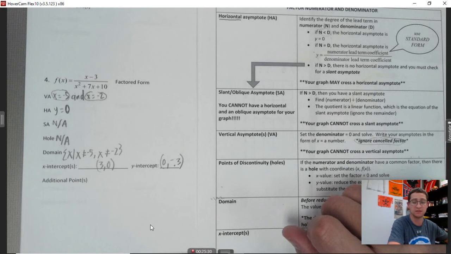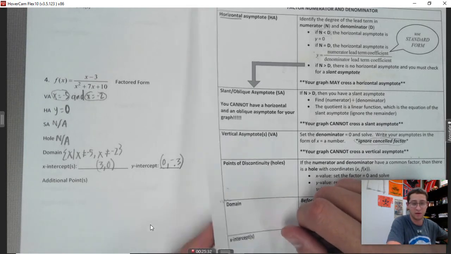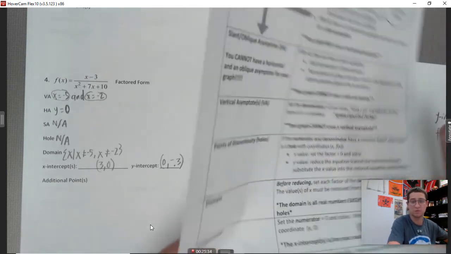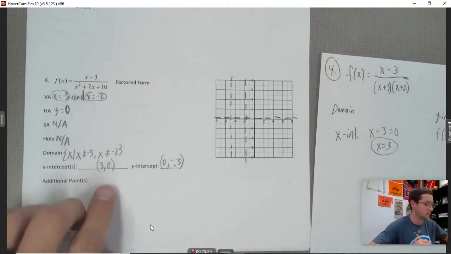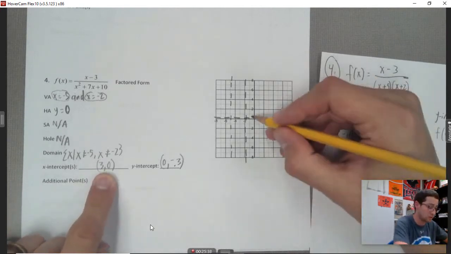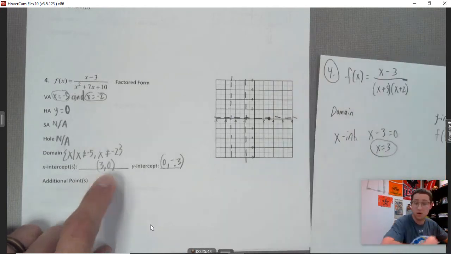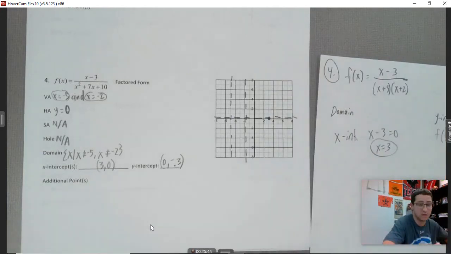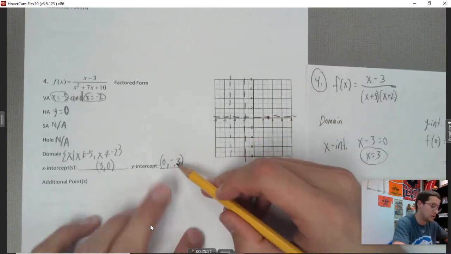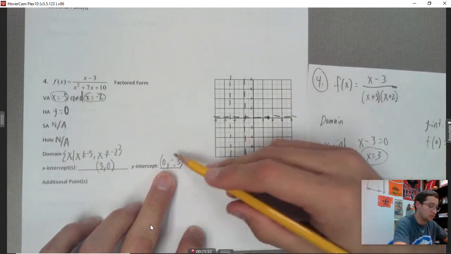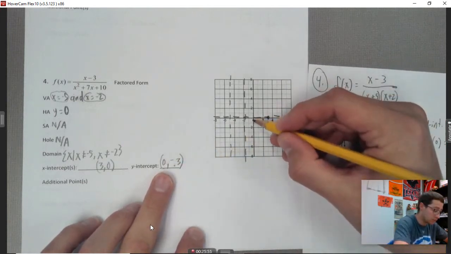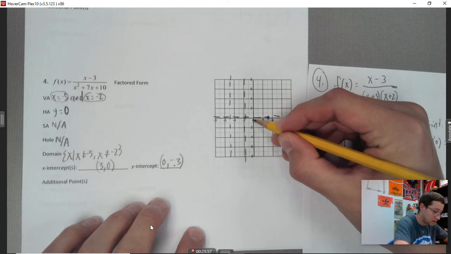So keep that in mind. It's a little bit of a weird situation, but that does happen every once in a while. So that's okay. Don't panic. (3, 0) is actually on one of our horizontal asymptotes. I haven't explored too much into why that's the case, but that does happen every once in a while. Anyways, y-intercept (0, -0.3), so that's somewhere in here.